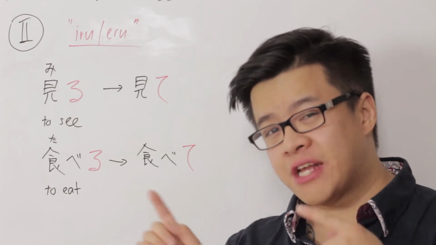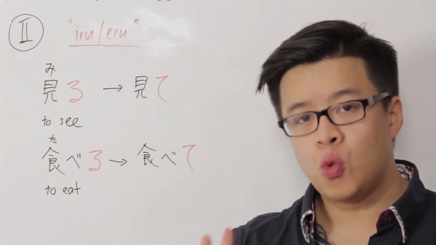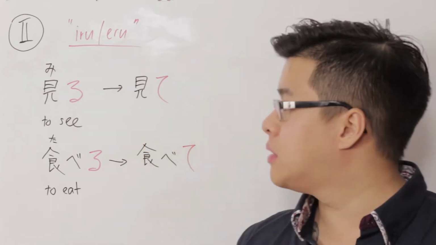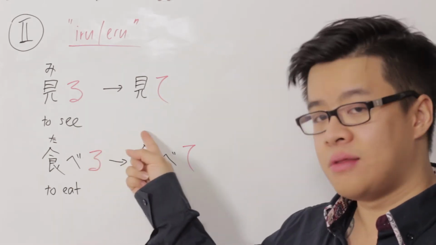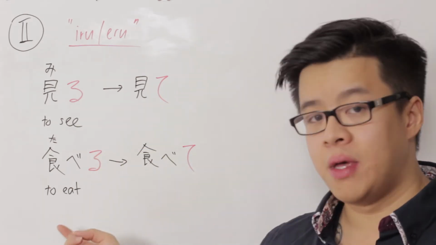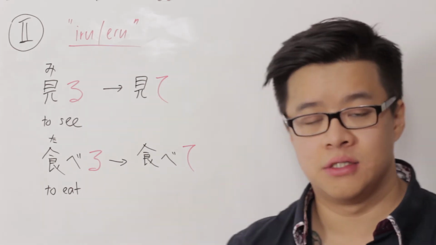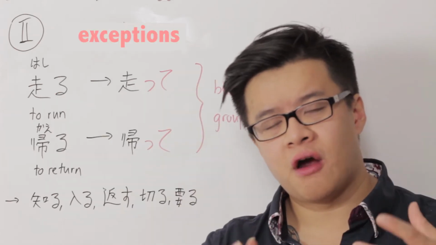Verbs that belong to the second group, often referred to as iru or eru verbs, only have one ending, and that is just te. For example, miru, to see, to watch, becomes mite. Or taberu, to eat. Drop the ru, add te, so taberu becomes tabete. Very easy. However, there are a few exceptions.